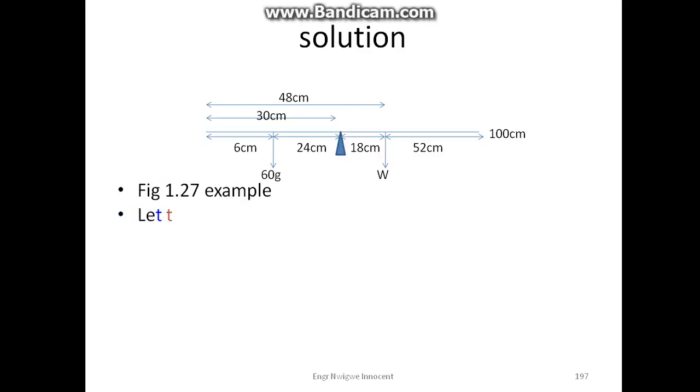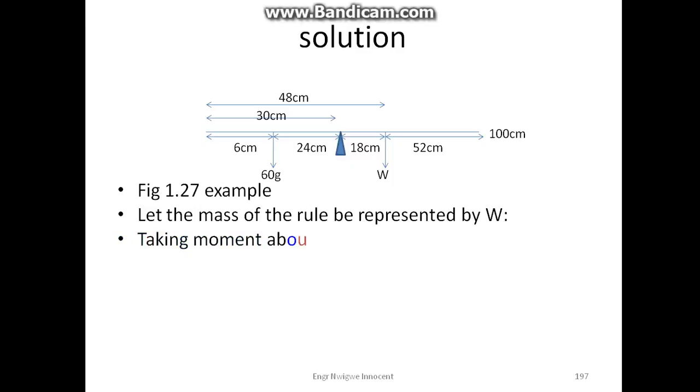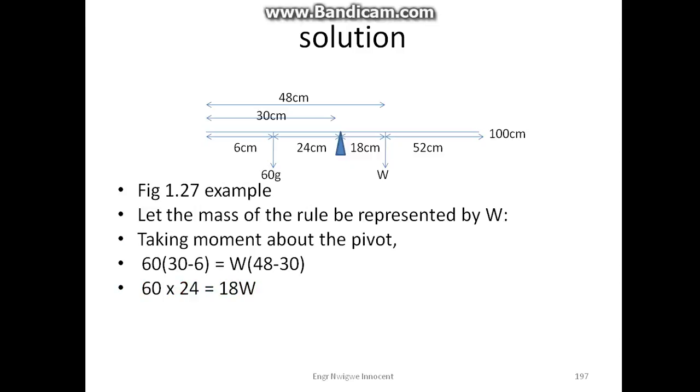Figure 1.2 example. Let the mass of the rule be represented by W. Taking the moment about the pivot: 60 gram times (30 minus 6), which is 24, is equal to W times (48 minus 30). 60 times 24 is equal to 18W. Making W the subject of the formula, W is equal to (60 times 24) over 18, which is 80 gram.